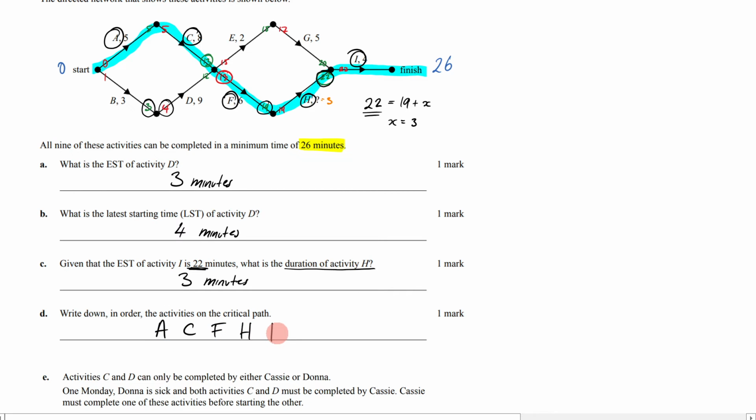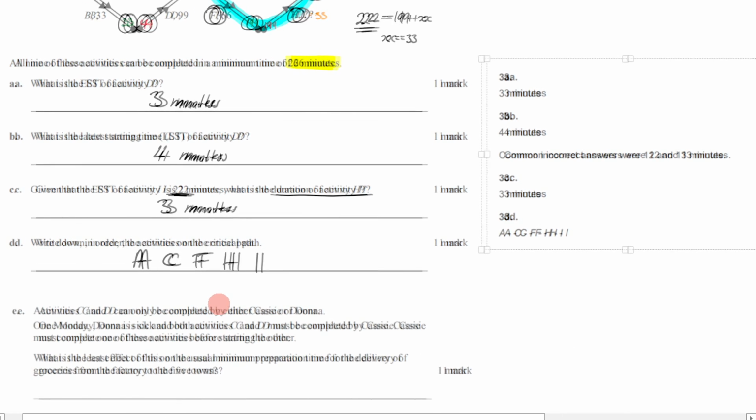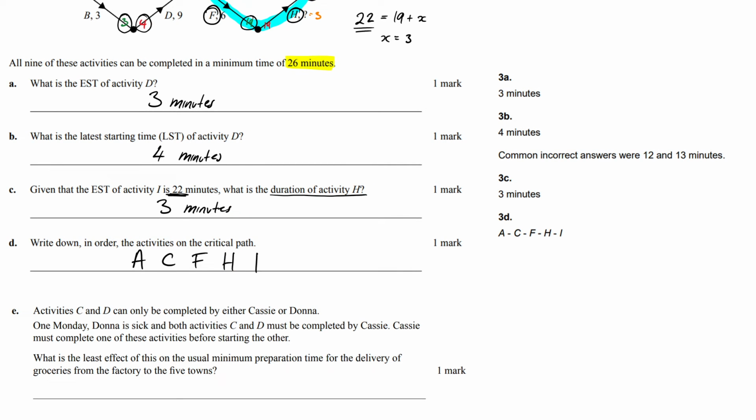All right, let's pause here for a moment and let's go through our solutions that VCAA has kindly provided us. So let's look here and let's see how we did. As you can see, the first one was 3 minutes, and that's what we got, 3 minutes. The next one was 4 minutes, and that's what we got, 4 minutes.